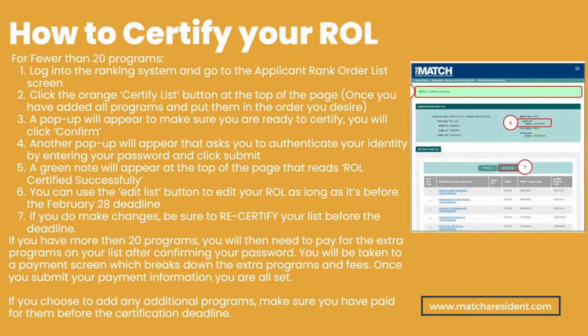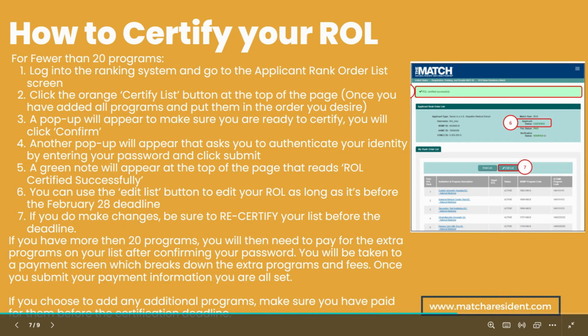Now we're going to talk about how to actually certify your ROL. So when you're doing it for fewer than 20 programs, first you're going to log into the ranking system and then select the option of the applicant rank order list screen. When you are ready, so only once you have added and saved all of the programs that you would like to rank and you've put them in the order that you desire as seen here, then you are going to select the certify list button. And this is at the top of the page in the middle, as seen on the other side.